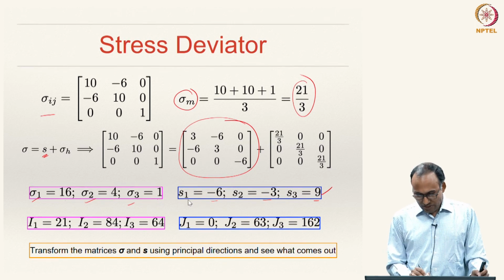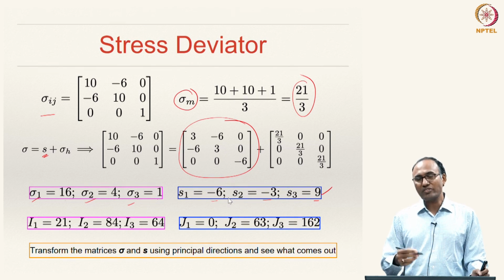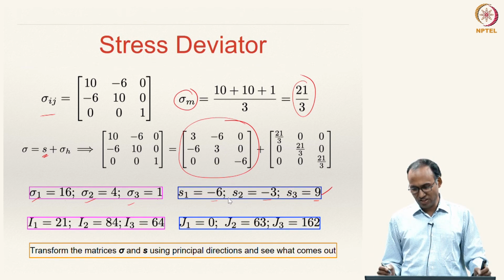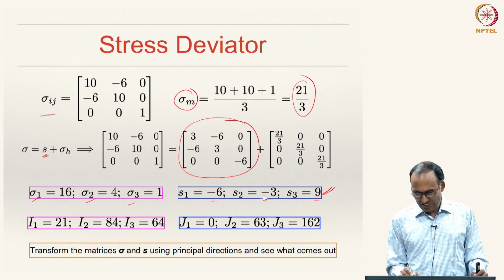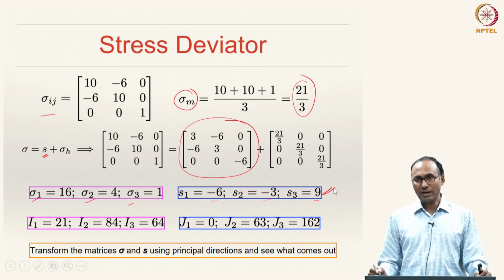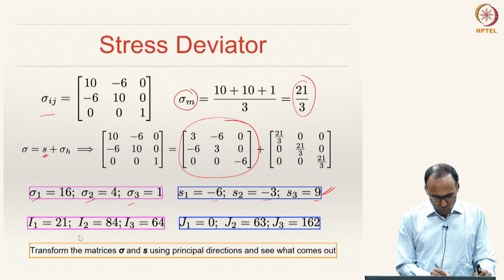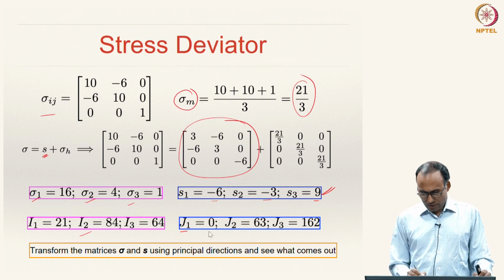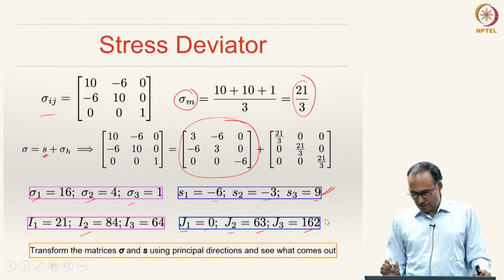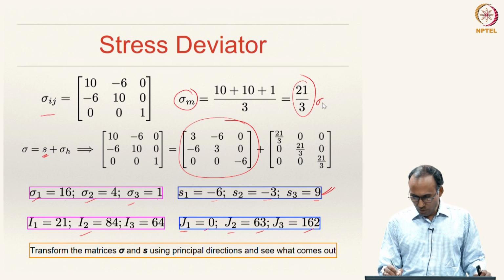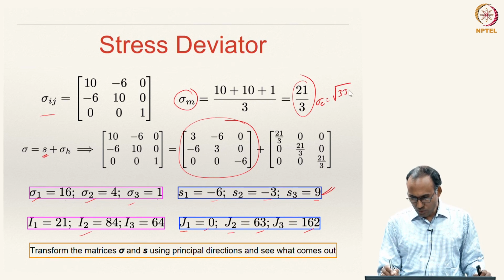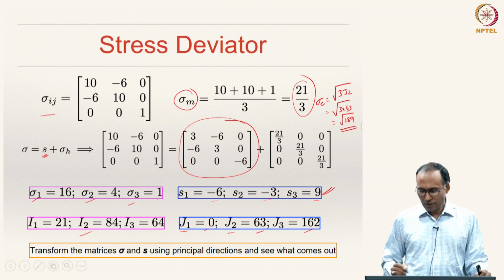And note that S1 plus S2 plus S3, that is the trace of the stress deviator even in the principal frame of reference, should also become equal to 0, that we can clearly see, -6, -3 and plus 9 becomes 0. And you can see that J1 is equal to 0, J2 equal to 63 and J3 equal to 162. So, our sigma E now we can directly calculate, root 3 J2, that is equal to square root of 3 times 63, that is square root of 189, right.